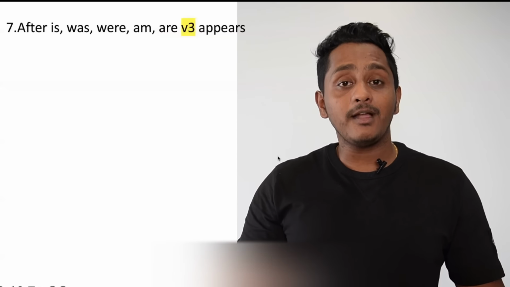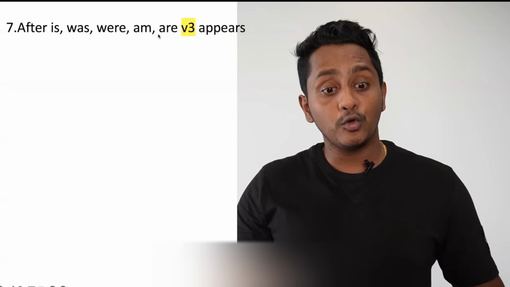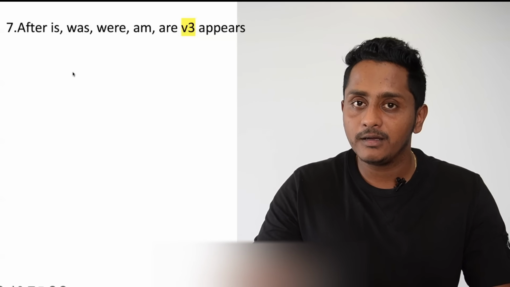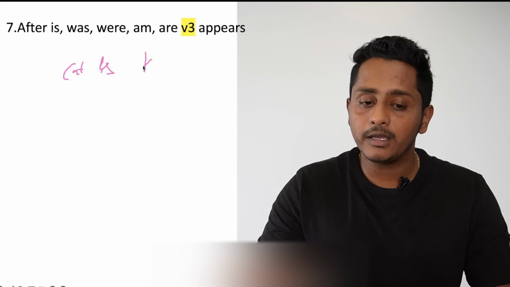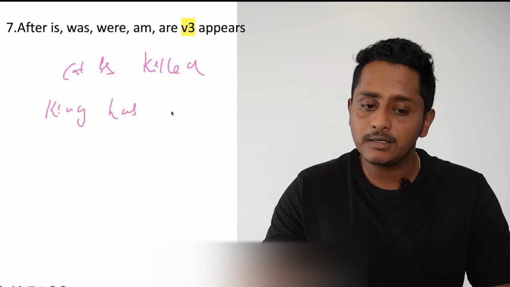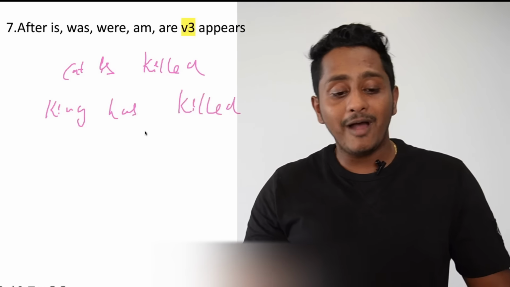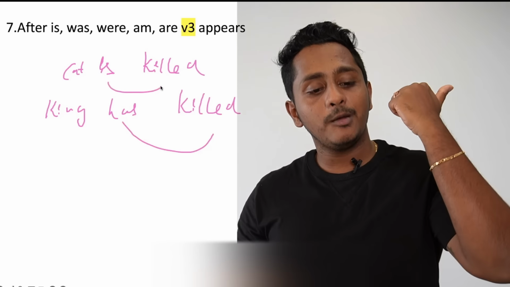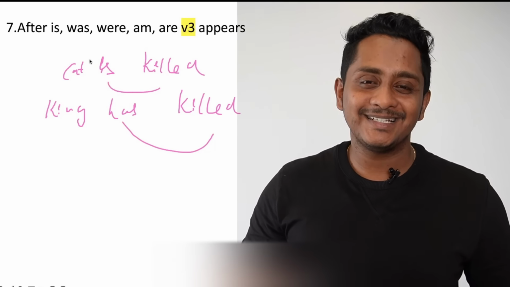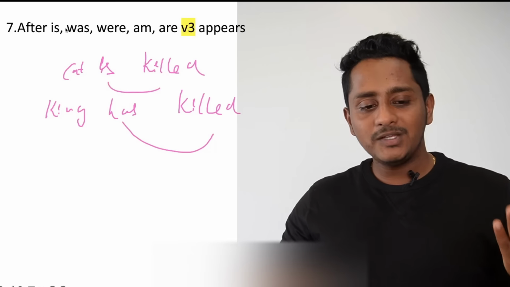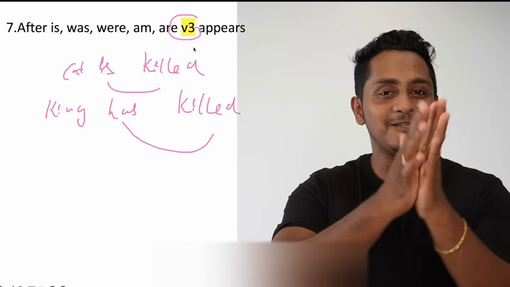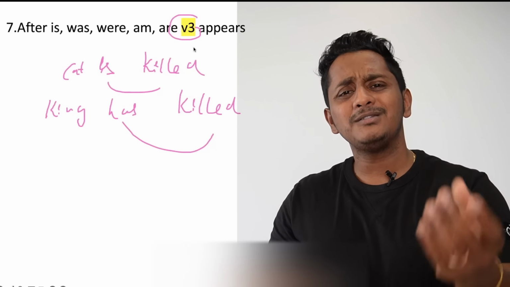We will see. After is, was, were, am, are, then also verb 3 can come. The king has killed. The cat is killed. King, pay more attention, has killed. Now, after has, killed can come. After is also, killed can come. The cat was killed. The cats were killed. I was killed. I am killed every day. Guys, getting it? After is, was, were, am, are, verb 3 can come. This is passive voice. Now, active voice and passive voice, if you ask me, that itself is a 1.5 hour chapter. But remember, this will come in handy.